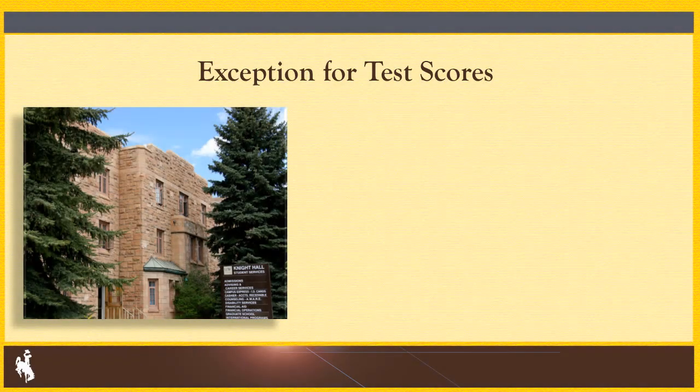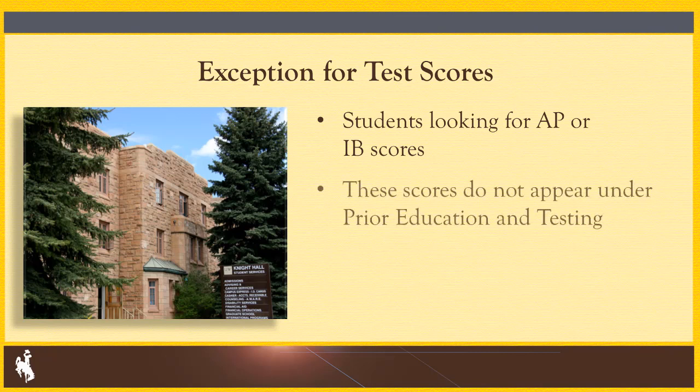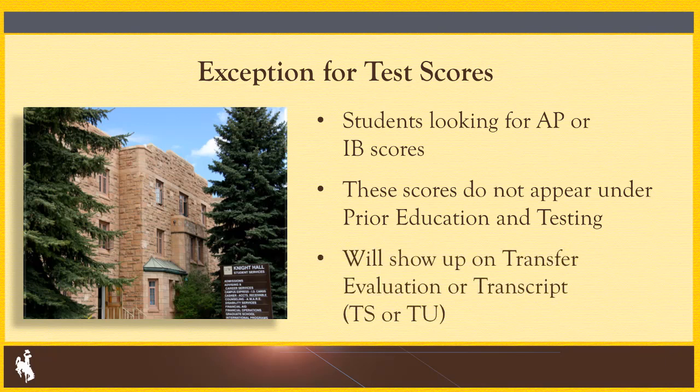Often, students will ask if UW has received their AP or IB scores. It's important to note that these scores do not show up under the Prior Education and Testing screen. Rather, these exams are processed as transfer grades. They will show up on the student's transfer evaluation and their transcript as grades of TS for satisfactory for credit earned, or TU unsatisfactory if the score was not high enough to earn credit.